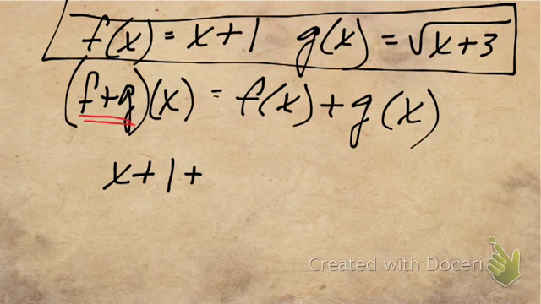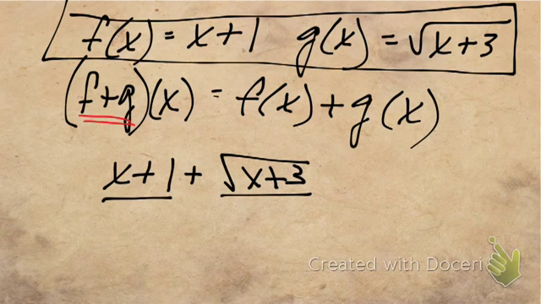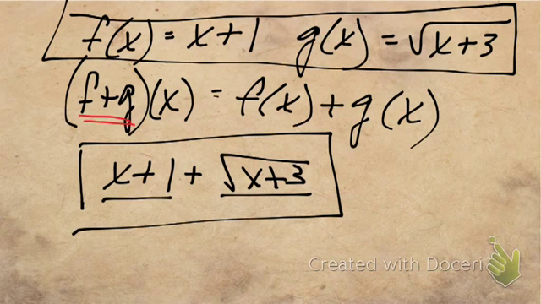All right, so we're going to substitute x plus 1 for f of x. We're going to substitute the square root of x plus 3 for our g of x. So that is f plus g of x. Just sticking them together with an addition sign. Same thing you would do with a subtraction or a multiplication. Whatever sign you're dealing with, you're just going to put it in there to separate the two functions. Okay, division is a little bit different.